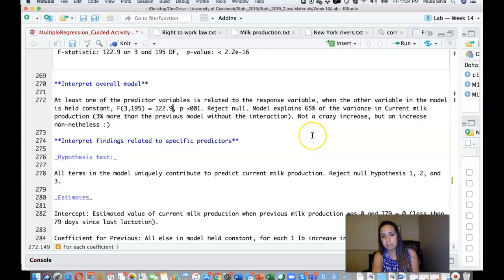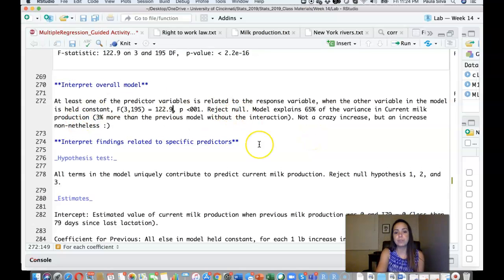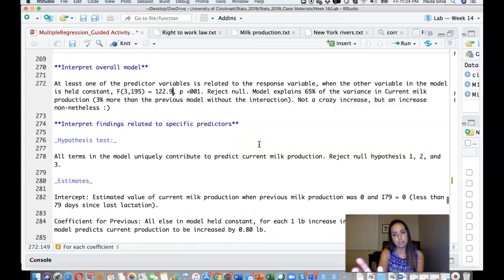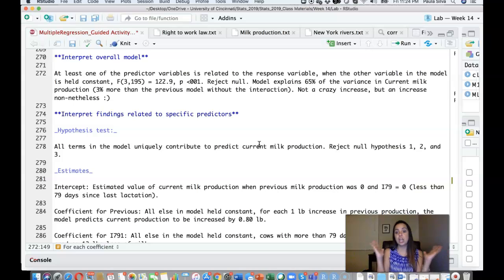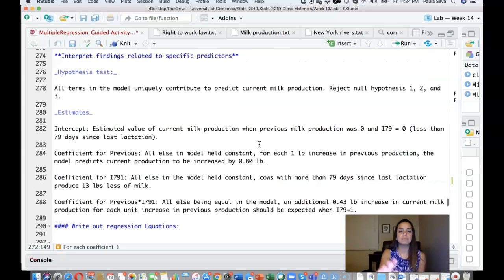The model explains 65% of the variance in current milk production, 3% more than the previous model without interaction. Not a crazy increase, but an increase nonetheless. Given that we know that a lot of the variance is being captured by previous milk production, we're just trying to ramp it up a little bit more with other variables.